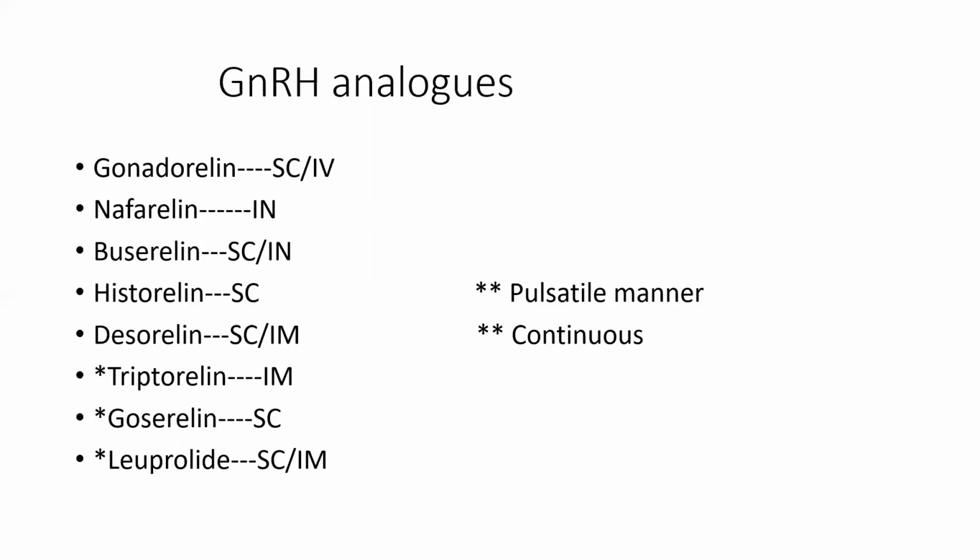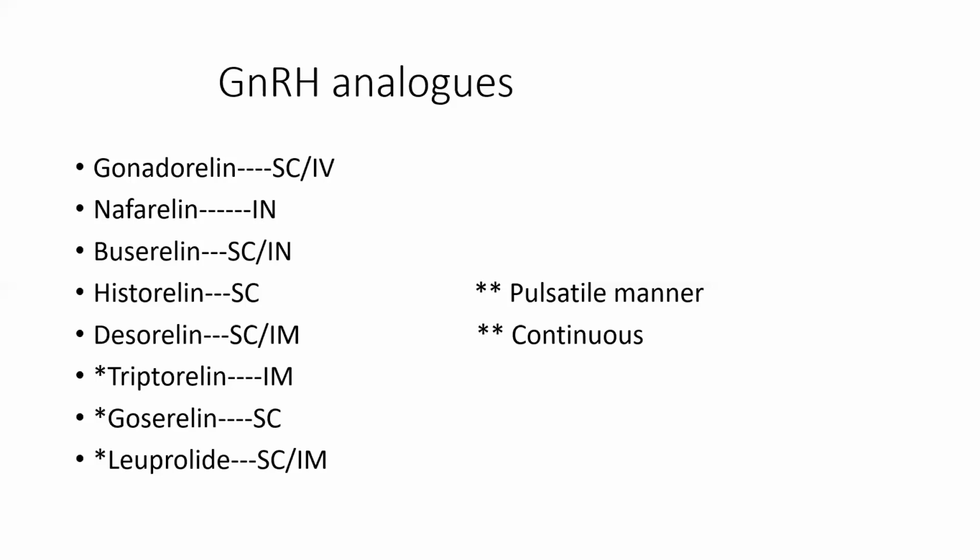If continuous release is there, then it will suppress the gonads from secreting the gonadal hormones. Continuous release should not be there. So these gonadotropin releasing hormones should be given in a pulsatile manner to induce ovulation. If continuous administration is given, it will lead to infertility.